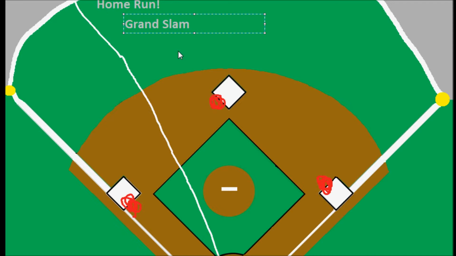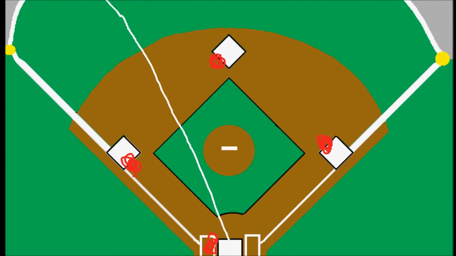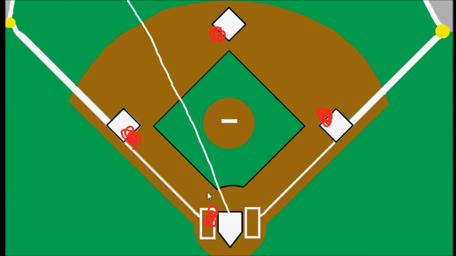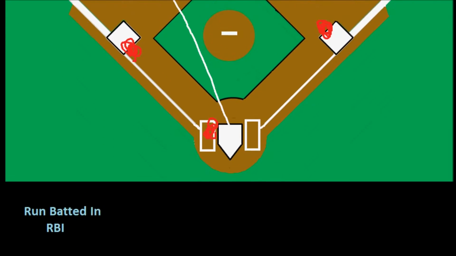If you add all the runs up that scored as a result of this play, we have 1, 2, 3, and then the batter would also score. So we have 4 runs score on that play because of the batter's action. So the batter would get credit on that play for 4 RBIs, and as you can see, all the bases are taken up. So that's the most you can get on one play: credit for 4 RBIs.